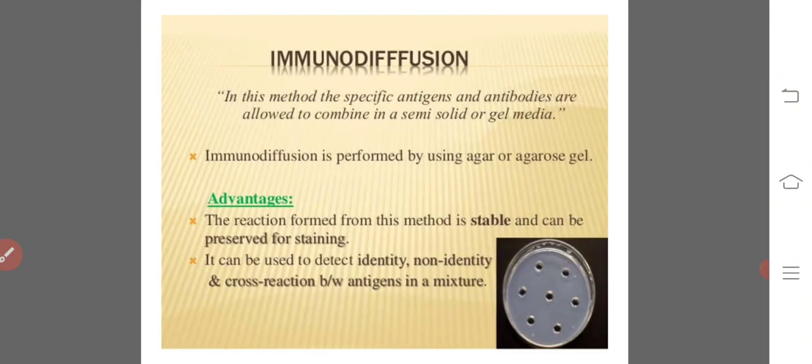Immunodiffusion. In this method, the specific antigen and antibodies are allowed to combine in a semi-solid or gel medium. Immunodiffusion is performed by using agar or agarose gel. What are the advantages? The reaction formed from this method is stable and can be preserved for staining. It can be used to detect identity, non-identity and cross-reaction between antigens in a mixture.